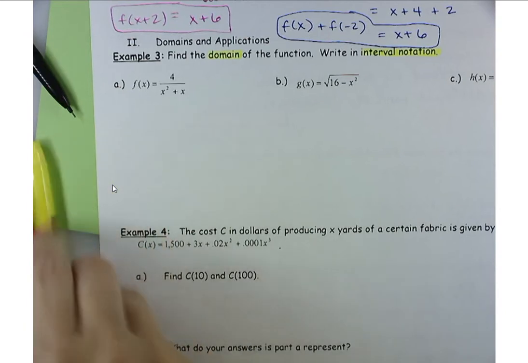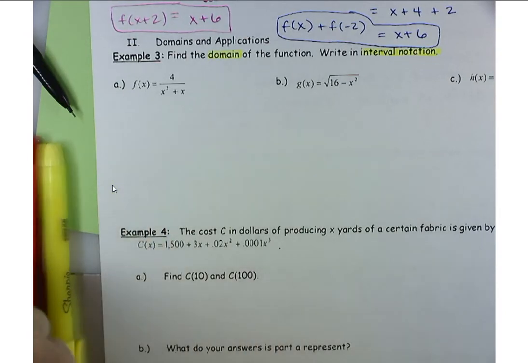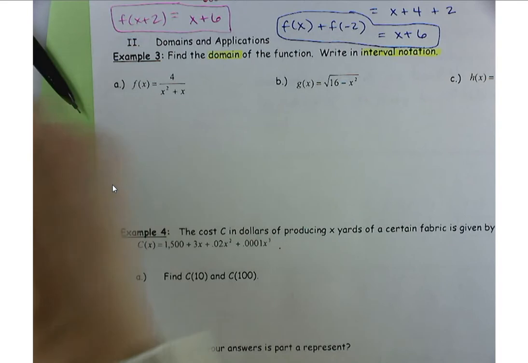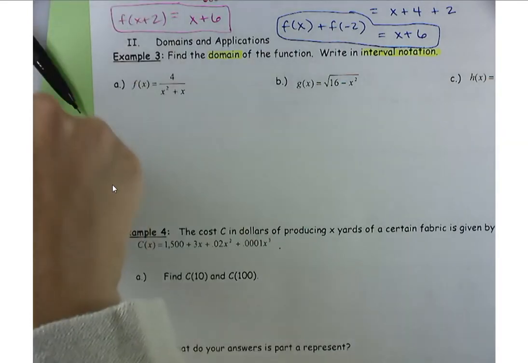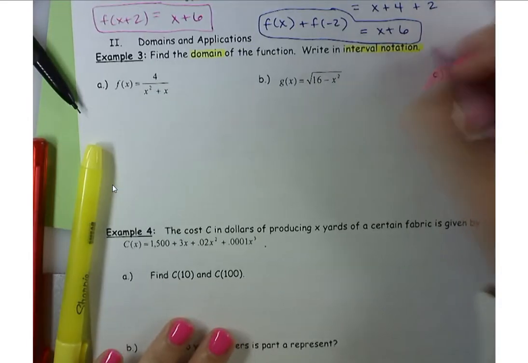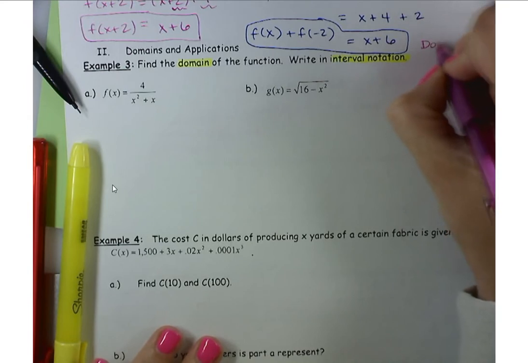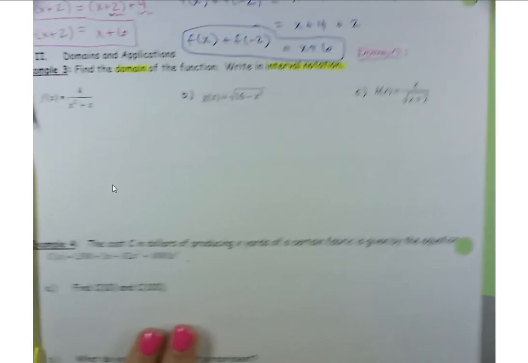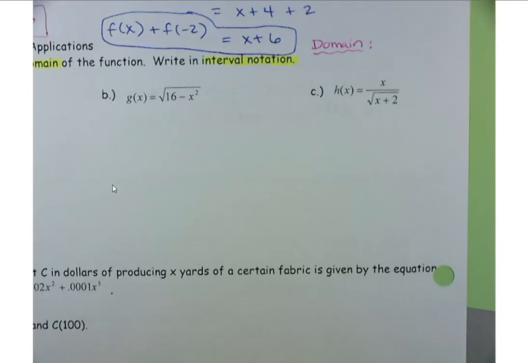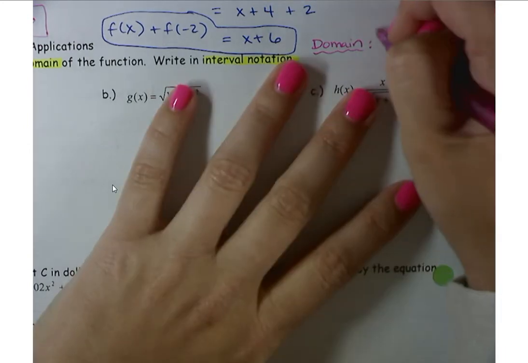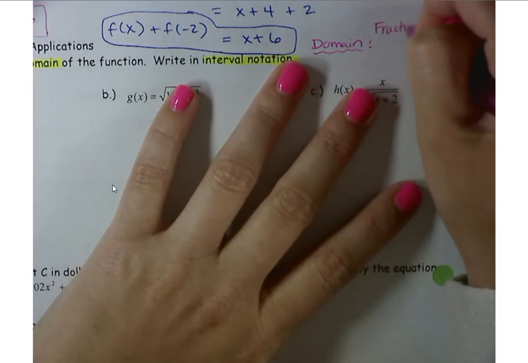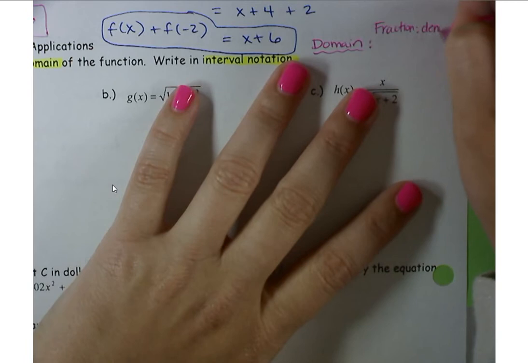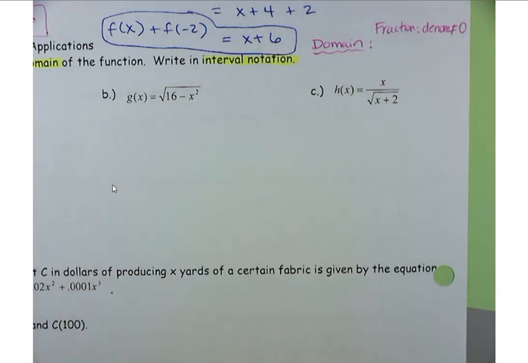So remember, with the domain, there were a couple things that we had to watch out for. And I'm going to write them right on the side here. So with the domain, Sam, what's one thing we had to watch out for? No zeros on the denominator. Okay, so if there's a fraction, then the denominator cannot be 0.